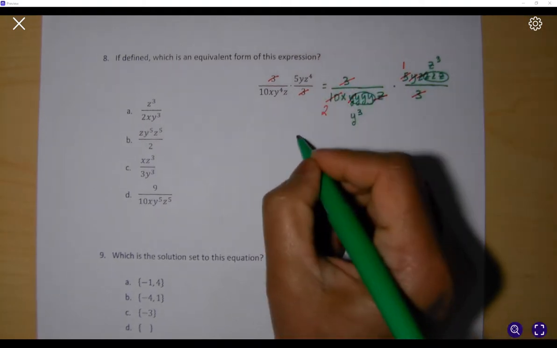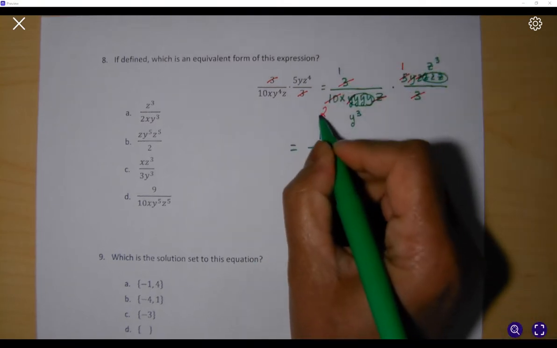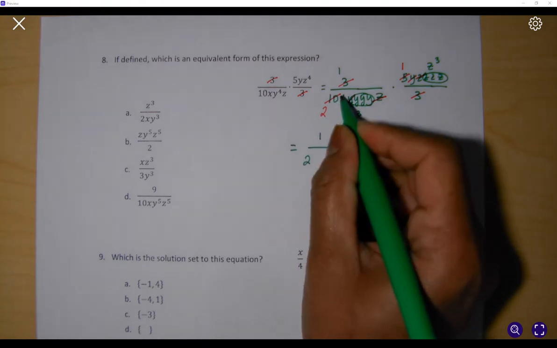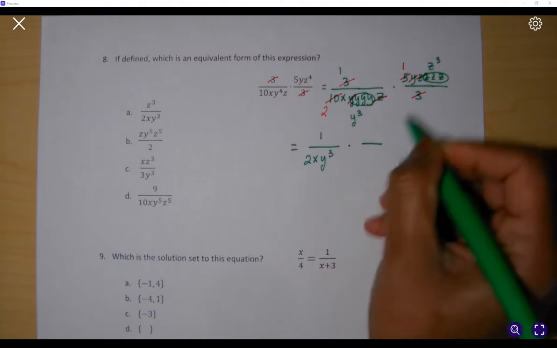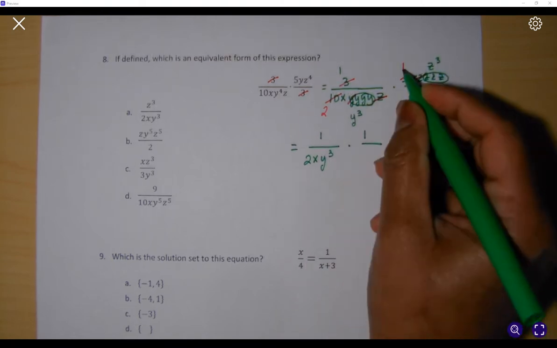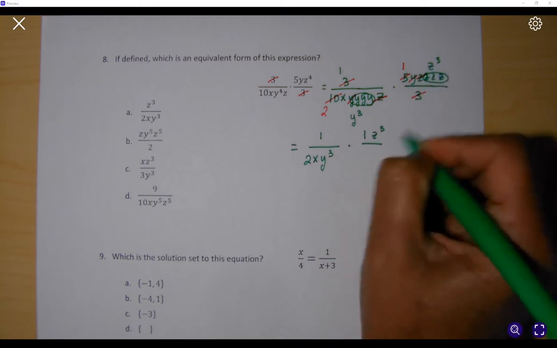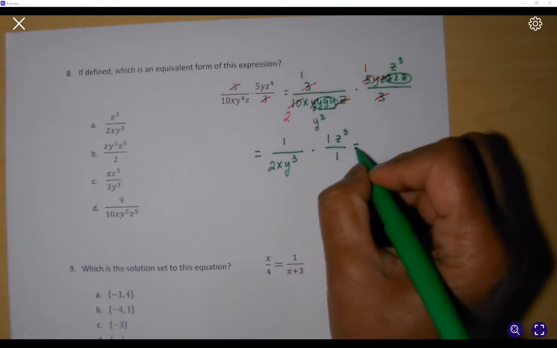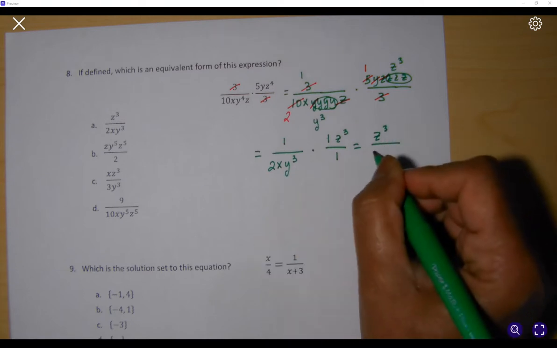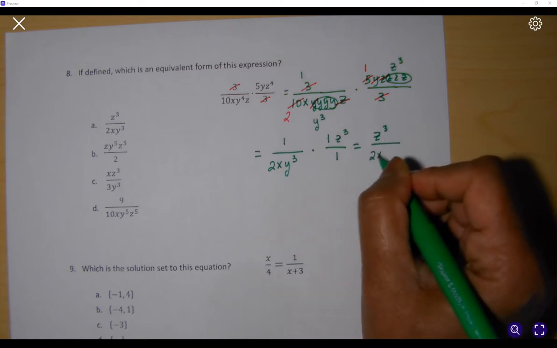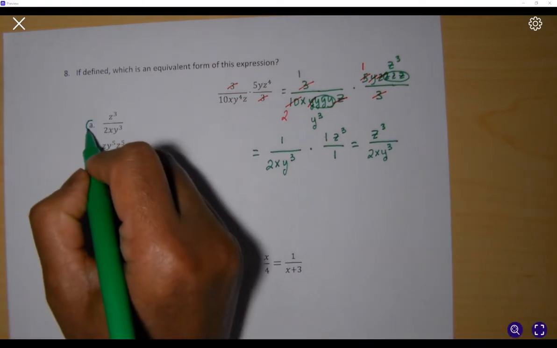So let me put everything back together here. In the numerator, when everything goes away, you just have a 1. And in the denominator, you have the 2, the x, and then the y to the third, times, in the numerator, you have the 1, times the z cubed, and then nothing in the denominator. So this is all going to be z to the 3rd power over 2xy to the 3rd power, which is answer choice A.